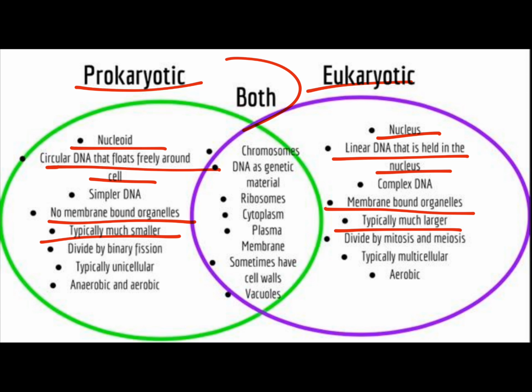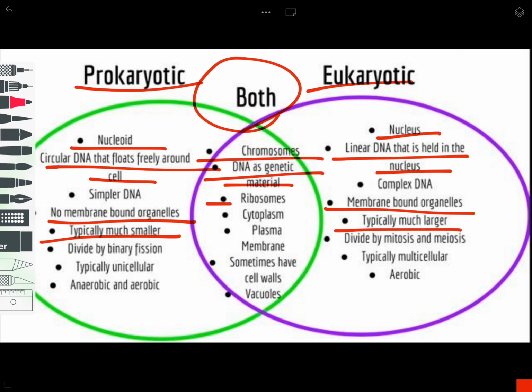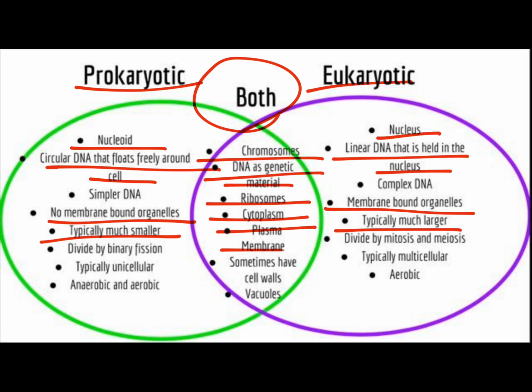But they both have many similarities. For example, they both have chromosomes, and so their DNA is their genetic material. They also have ribosomes to make protein. They have a cytoplasm and a plasma membrane.